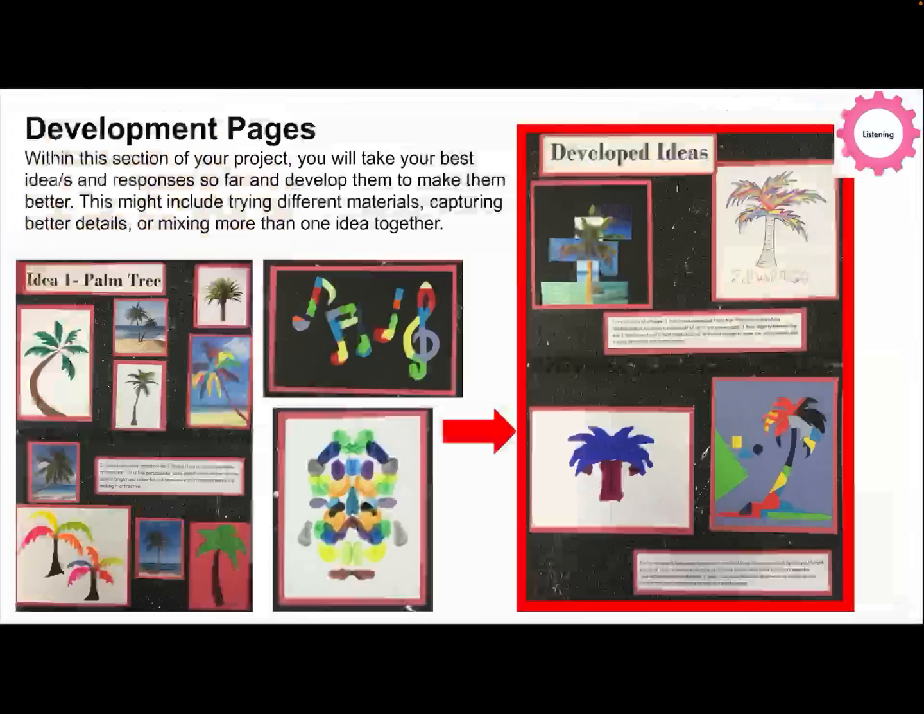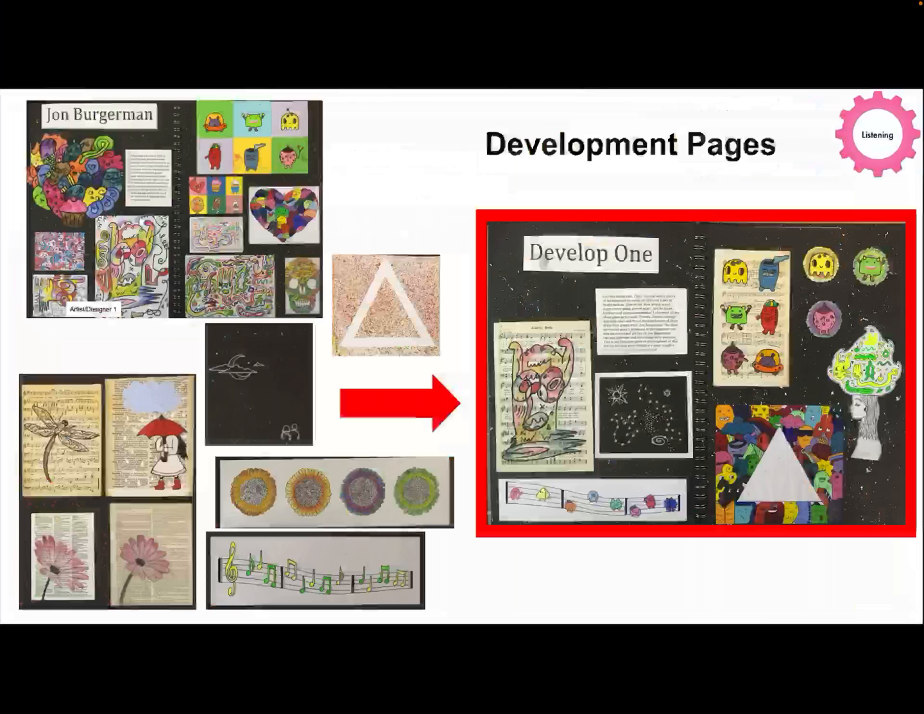So here's that example again of how that student went about it. On the left hand side are their palm tree ideas, and then there's developed ideas on the other side. They've done 4 developed ideas. They've added text, they've changed the background colour, they've changed the materials. And again, there was that other example there.